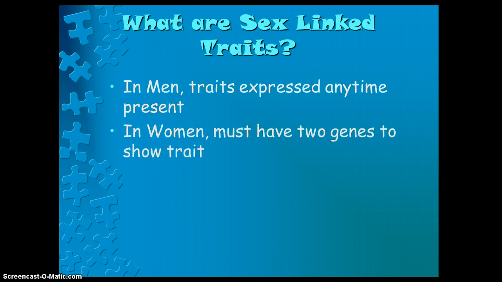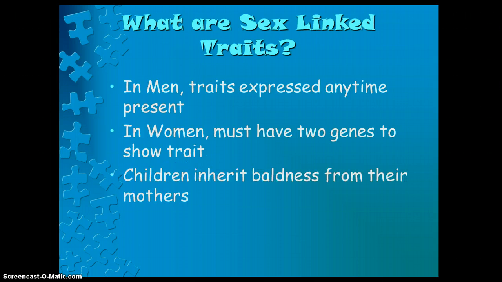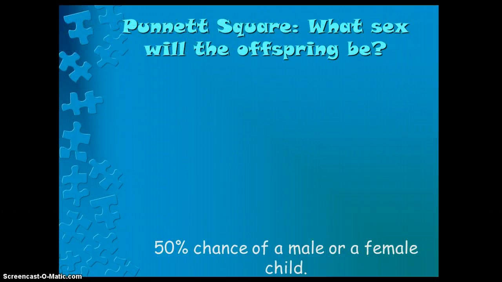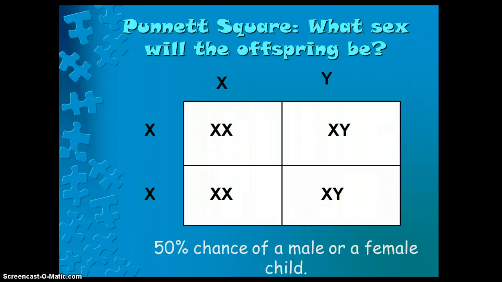In women, you must have 2 genes to show the trait. So you have to have both of those genes present on the X chromosomes to show the trait. Unless, of course, it is a dominant trait, and that dominant trait will dominate over the recessive. Children inherit baldness from their mothers. So let's talk about that. So we just talked about it.